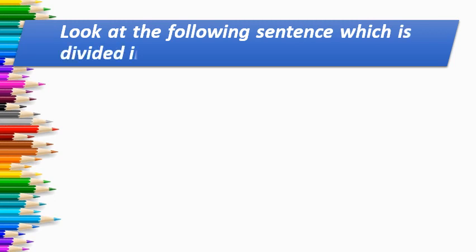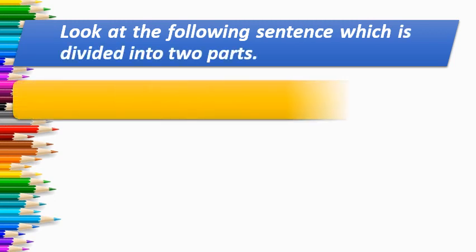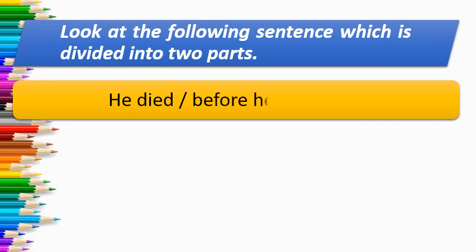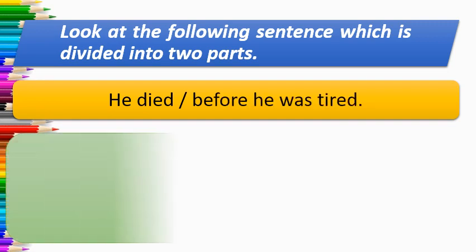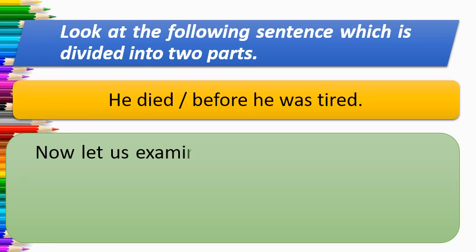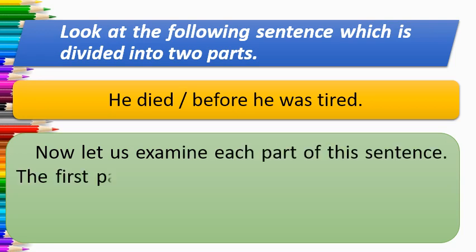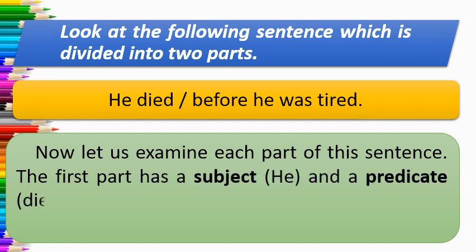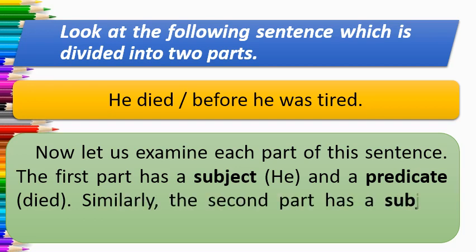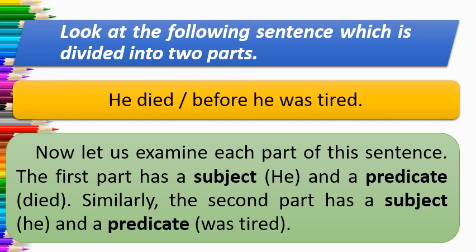Let's see an example to clarify it. Look at the following sentence which is divided into 2 parts. He died before he was tired. Now, let us examine each part of the sentence. The first part has a subject, that is he, and a predicate, that is died, or you can say a verb, that is died. Similarly, the second part has a subject he and a predicate was tired.